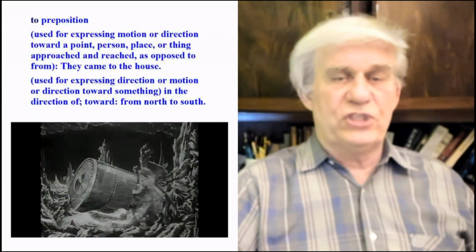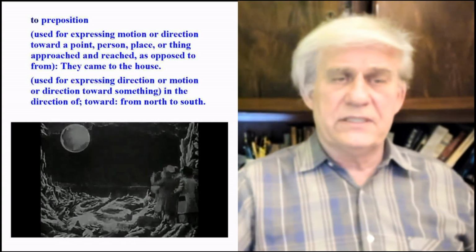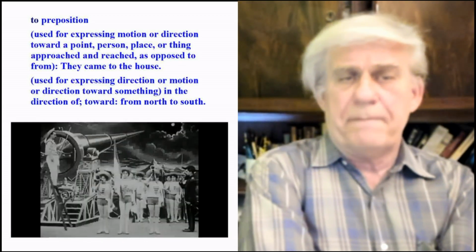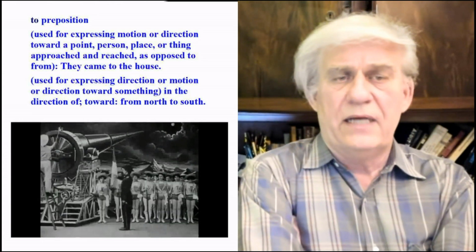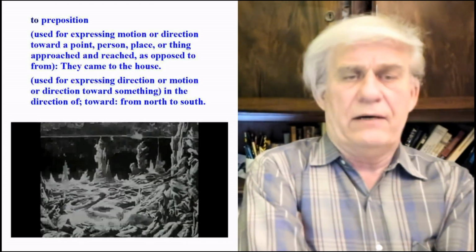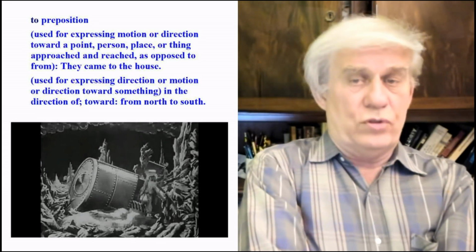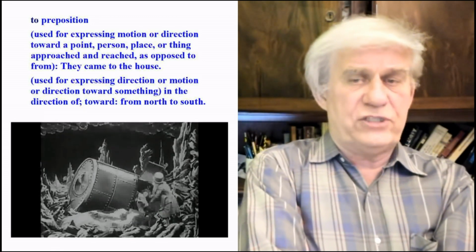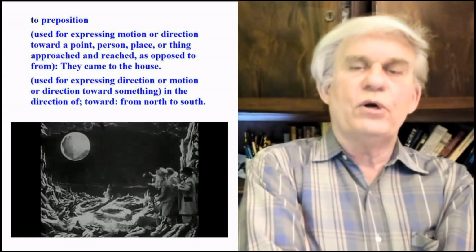So what do we use in science and physics? We use the preposition to, okay? And what is the preposition to? It's used for expressing motion or direction towards a point, person, place, or thing approached or reached, as opposed to from. They came to the house. Okay, for example, you go to the moon. You don't go through space, or you're not in space. You're going to the moon.